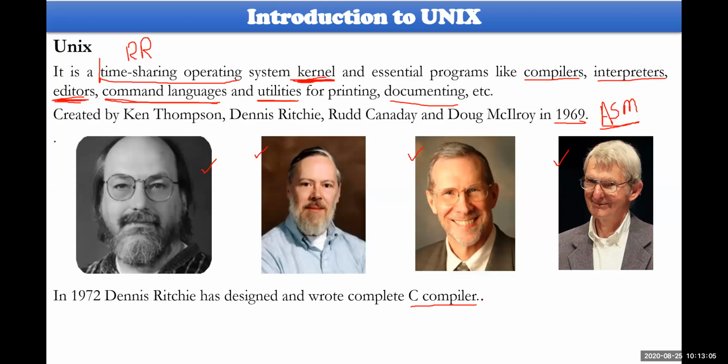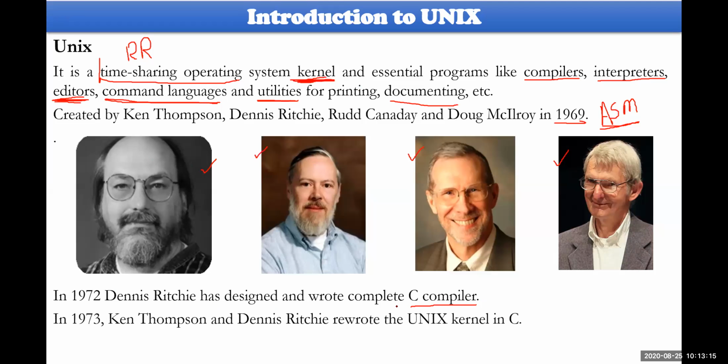After getting this particular ANSI certification for this C compiler, Dennis Ritchie and Ken Thompson rewrote the same Unix operating system in C, the Unix kernel into C here. It happened in 1973.